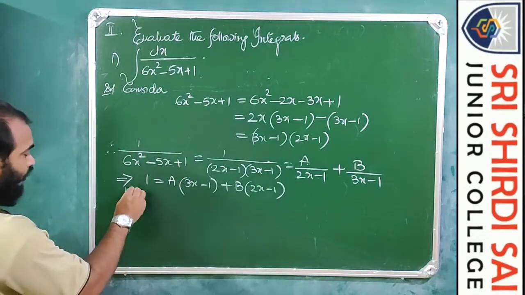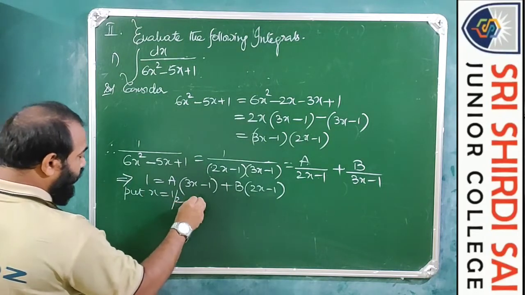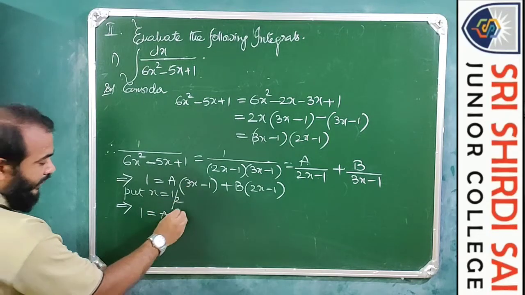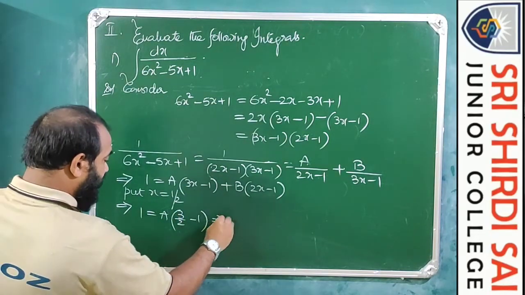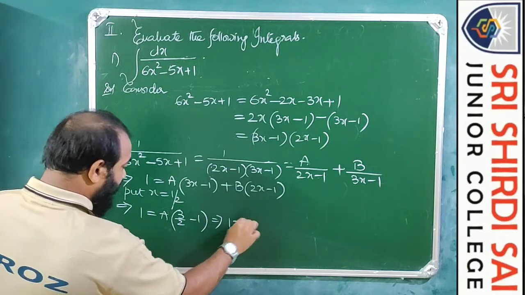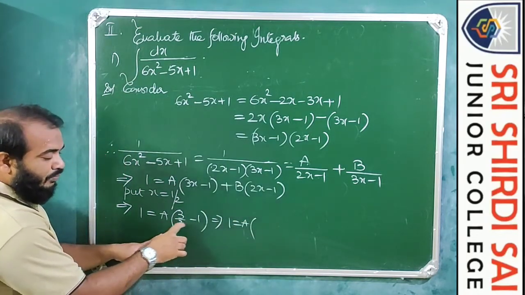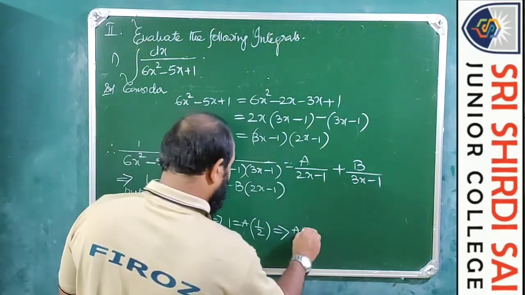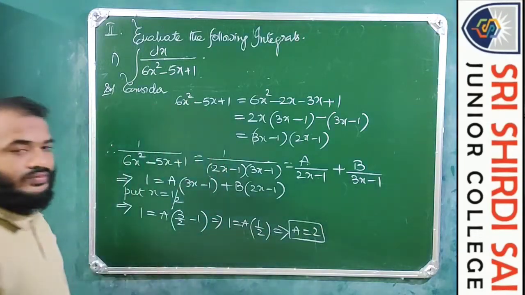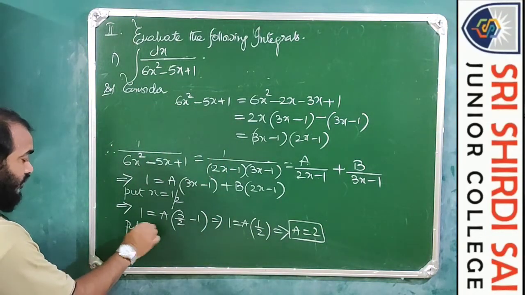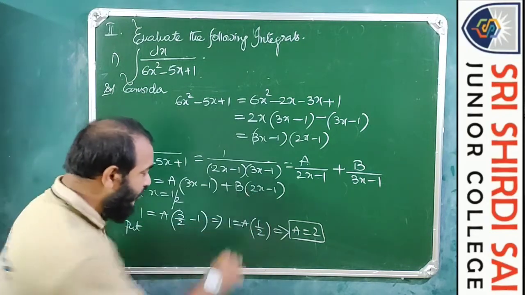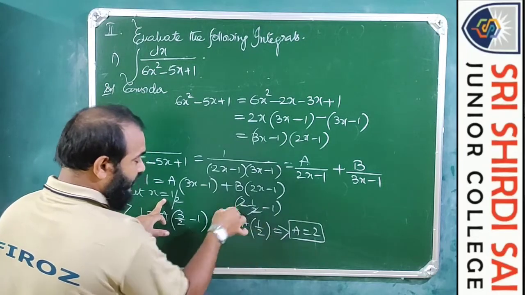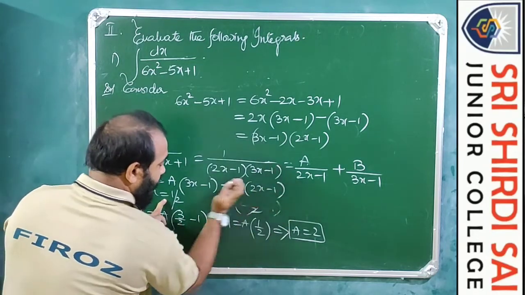So we are going to substitute x equals 1 by 2 and x equals 1 by 3. Put x equals 1 by 2. Substitute. 1 is equal to a into 3 into 1 by 2, which is 3 by 2, minus 1. So 1 is equal to a into (3 minus 2) by 2. 3 minus 2 is 1, so 1 by 2. So a is equal to 2. This term is going to be cancelled because 2 into 1 by 2 minus 1: 2 gets cancelled, 1 minus 1 is 0, into something, this is 0.